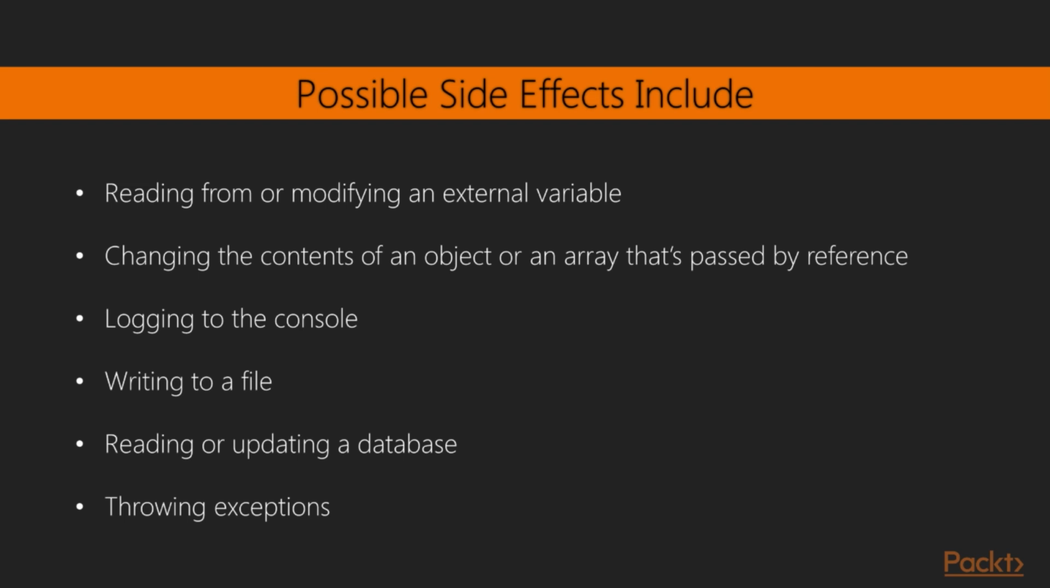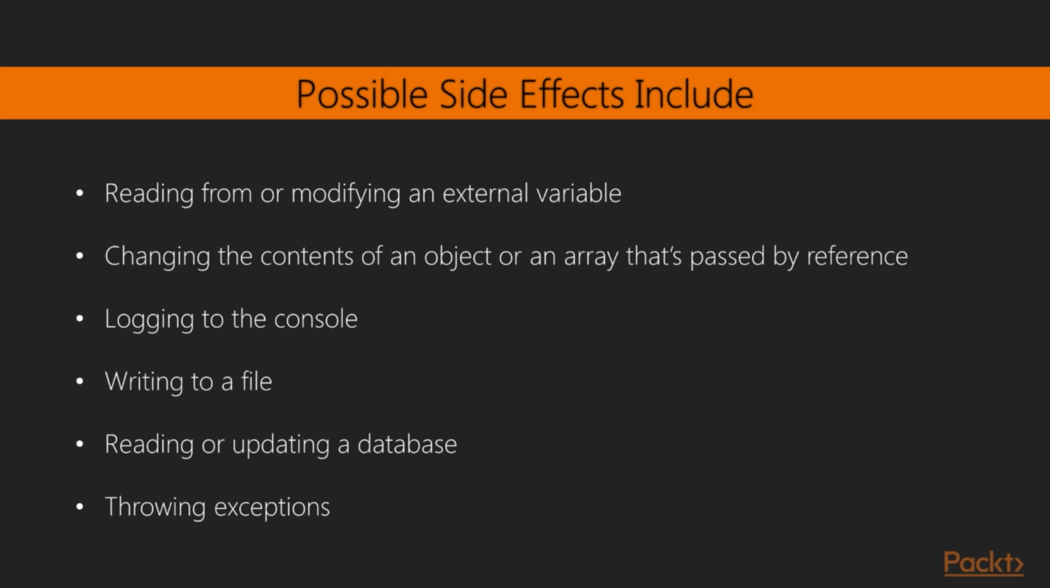Some of the possible causes of side effects in a program involve reading from or modifying an external variable, especially global variables that come into the function. As we know, a global variable is basically now a hidden input into every function that you have. Changing the contents of an object or an array that's passed by reference, and so this rules out functions like sort that modify the array in place. Those are kind of discredited from functional programming.